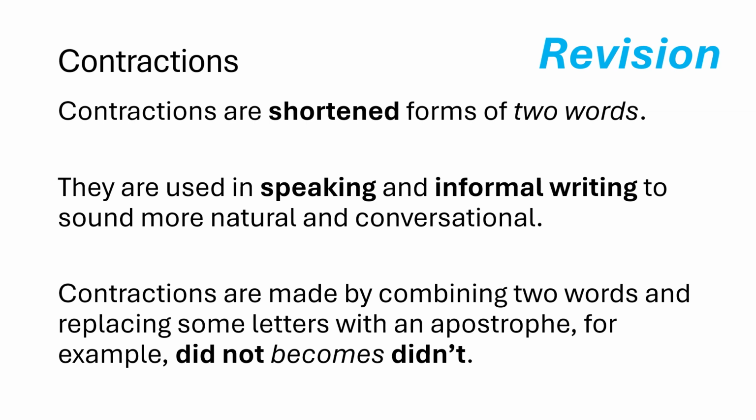Contractions are made by combining 2 words and replacing some letters with an apostrophe. For example, did not becomes didn't. Notice the apostrophe, its shape and placement, and how it replaces the missing letter O.